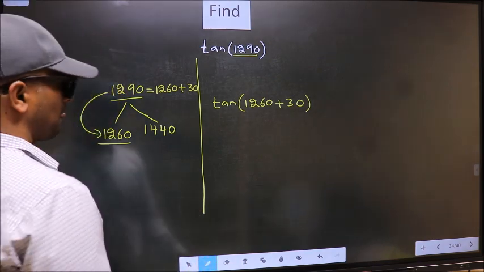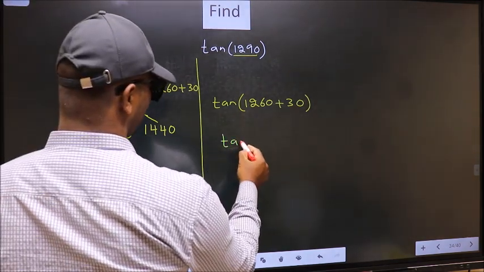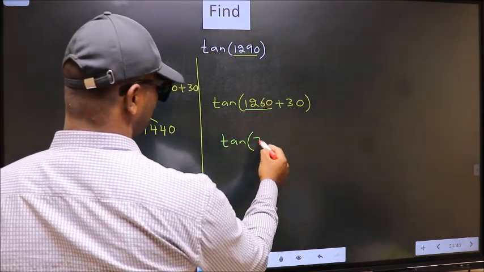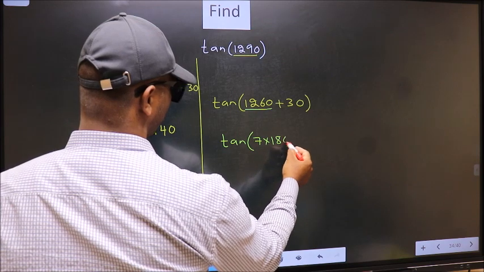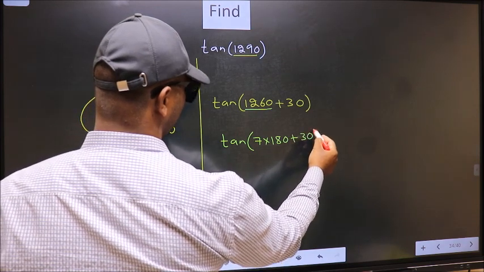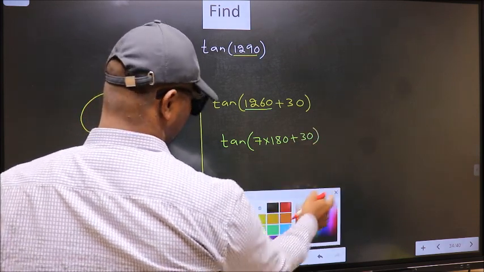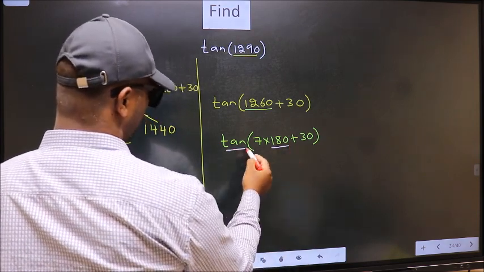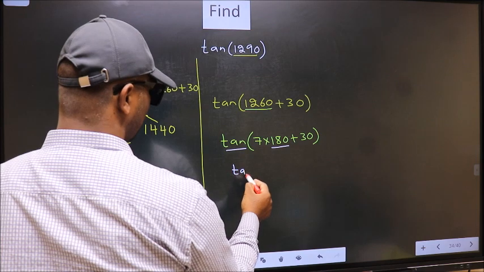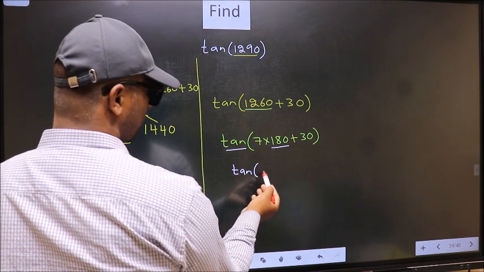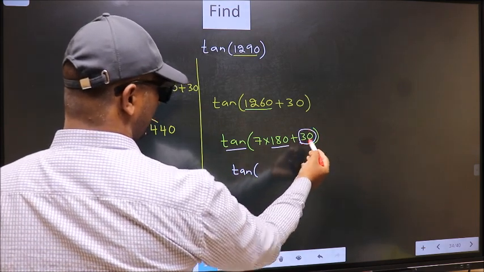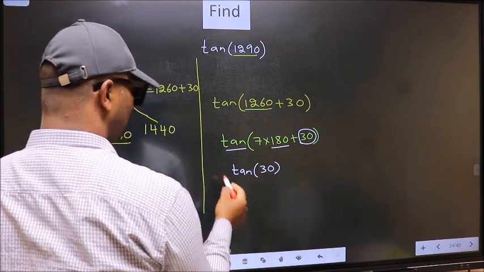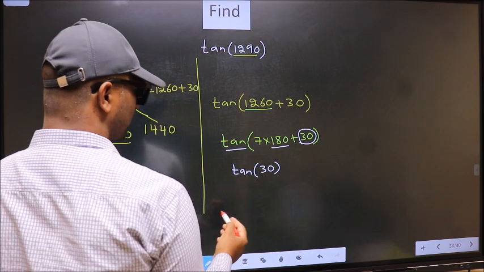Next, tan. In place of this, now we should write 7 into 180 plus 30. Next, here we have 180. So tan is not going to change, it will remain tan. And inside, we get this angle 30. Now the question is, will we get here plus or minus?